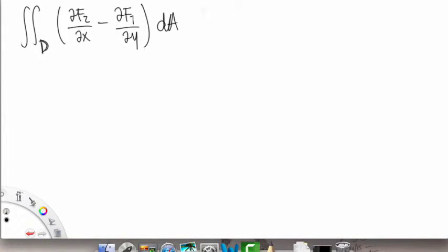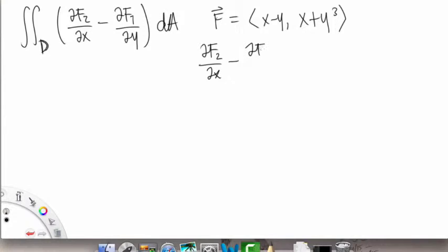So here, given the vector field x minus y and x plus y to the third, let's just compute what this integral is. First of all, let's see what partial f2 partial x minus partial f1 partial y is. If we take the x derivative of the second component, we just get a 1, right? The y to the third goes away. And then we subtract the y derivative of the first component, which is a negative 1. So that would just get us 2. So 2 goes in the parentheses.